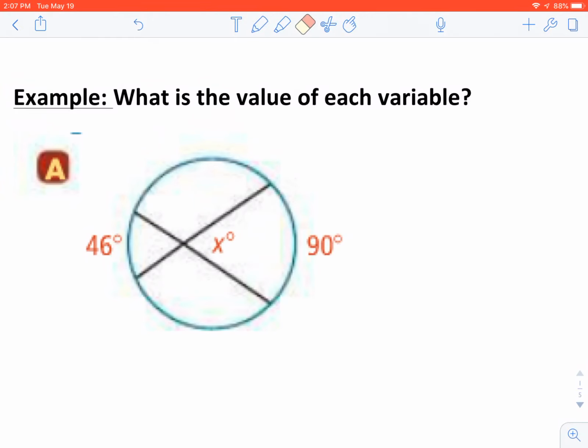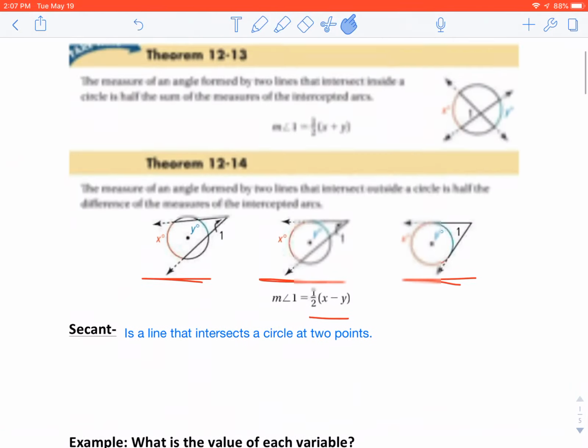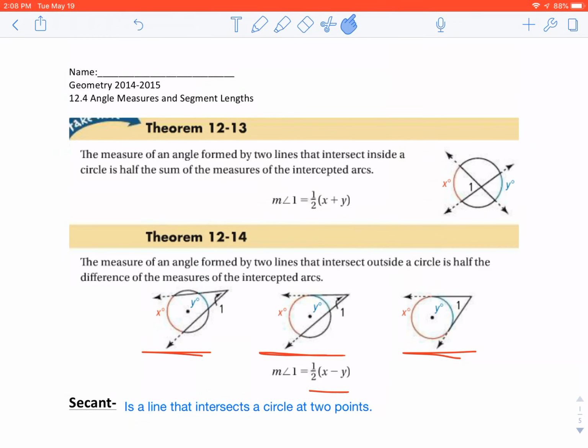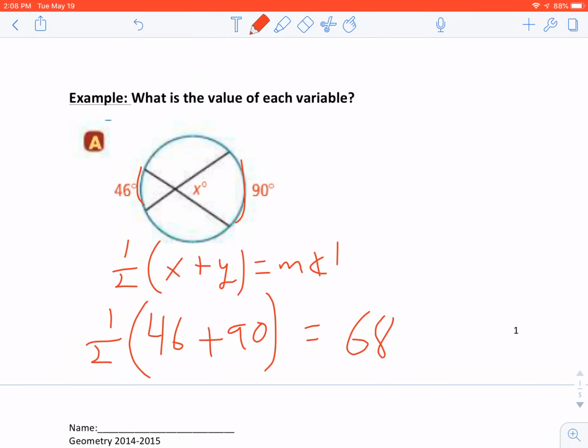So that tells me my formula is going to be 1/2 of x plus y is going to equal the measurement of the angle. Just like it's stated up here, when the intersection occurs inside of the circle, I'm going to add my x and y. And x and y, of course, are your arc measurements. So in this case, my formula is simply going to be 1/2 of 46 plus 90. Go ahead and type that into your calculator, and you will get that the angle measurement is 68 degrees. It's that easy.